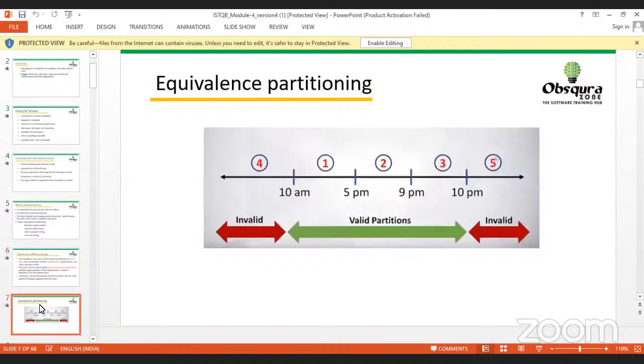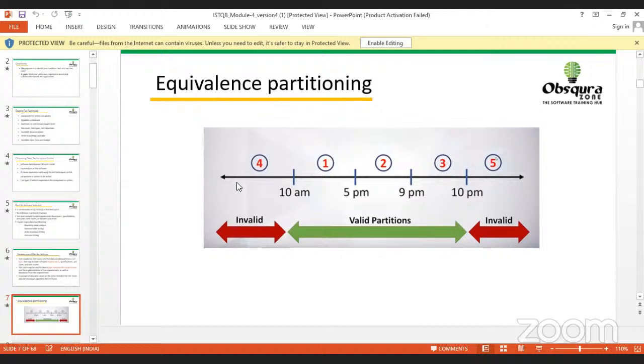The first test technique in black box testing is equivalence partitioning. Now you can see this diagram, from 10 a.m. to 10 p.m. From the diagram, we can understand there are two types of partitions, valid partitions and invalid partitions. Here, no specified endpoints, that is a starting point and ending point, are mentioned. But from the diagram, we can understand that 10 a.m. and 10 p.m. are the two boundary values here.